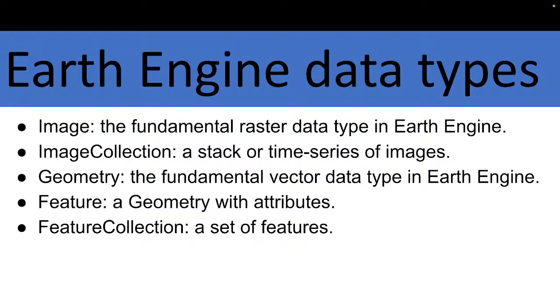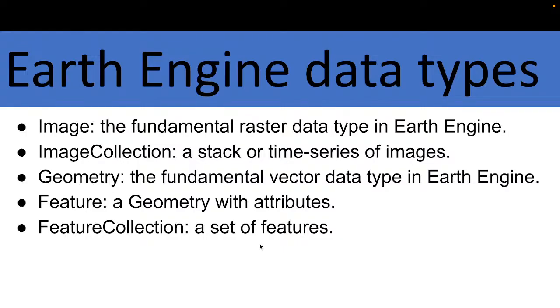Suppose this point is for Dhaka city, then it works as a feature, and only this point works as a geometry. Suppose I have a point without attributes, then it will work as a geometry data type. But if I have a point and this point includes information, suppose this point is for Dhaka city, then it works as a feature. And what is a feature collection? Basically a set of features.